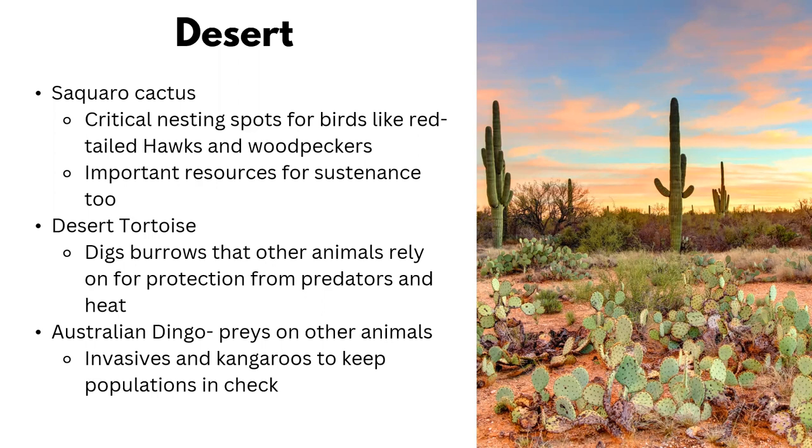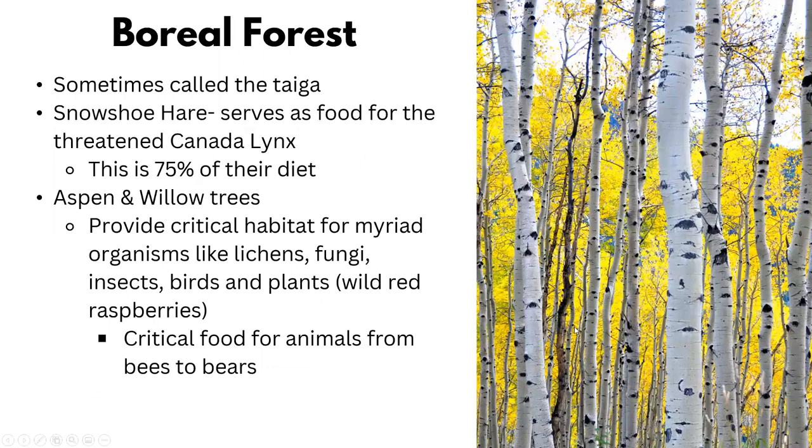All right, so you have this pretty boreal forest. Sometimes people call it the taiga. The snowshoe hare is a great example, which we kind of touched on earlier. They serve as food for the threatened Canada lynx. About 75% of the Canada lynx's diet relies on the snowshoe hare. So that's quite a bit. But we also talk about aspen and willow trees, the trees being the keystone species. They provide a critical habitat for things like lichen, fungi, insects, birds, lots of plants like wild red raspberries, which are then critical food for animals, things like bees to bears. So lots of different things that they will eat.